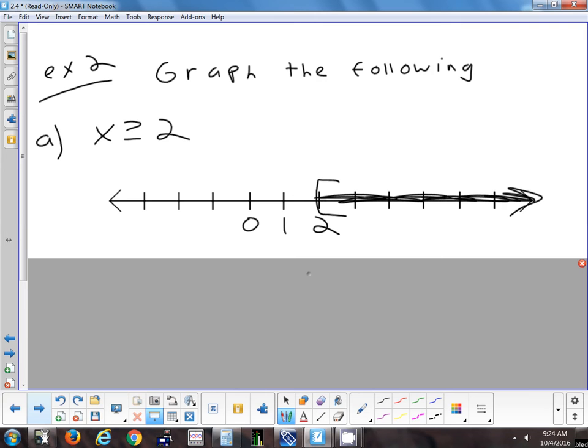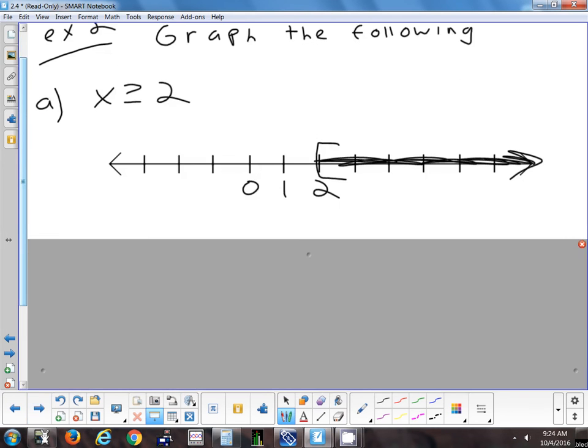If you didn't want to use a bracket, what other symbol, Brad, could you use? A solid dot. Yeah, you could use this filled-in circle, the solid dot. But I'm just going to use the same notation that we use when we write intervals.